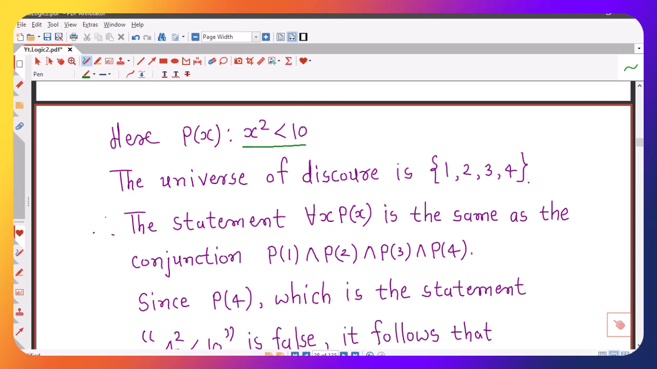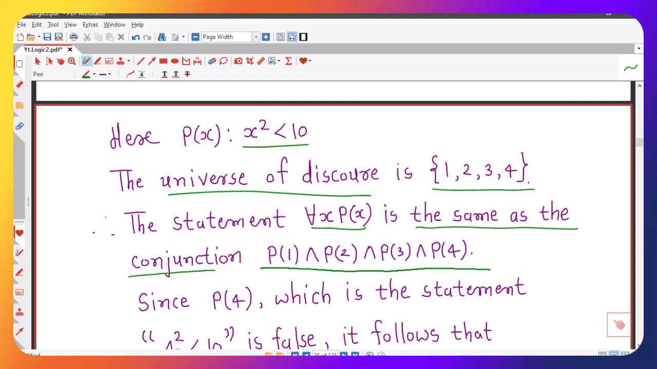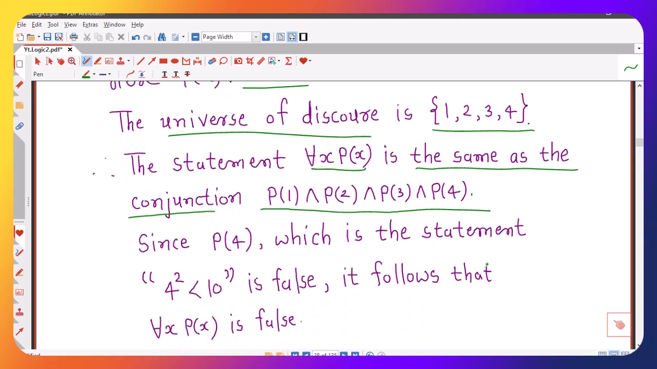Here P(x) is x square is less than 10. The universe of discourse or domain is the set having 4 natural numbers, and the statement for every x P(x) is the same as the conjunction P of 1 and P of 2 and P of 3 and P of 4. Now what is P of 4? It is 4 square less than 10, and it is not true, it is false, because 16 is not less than 10.